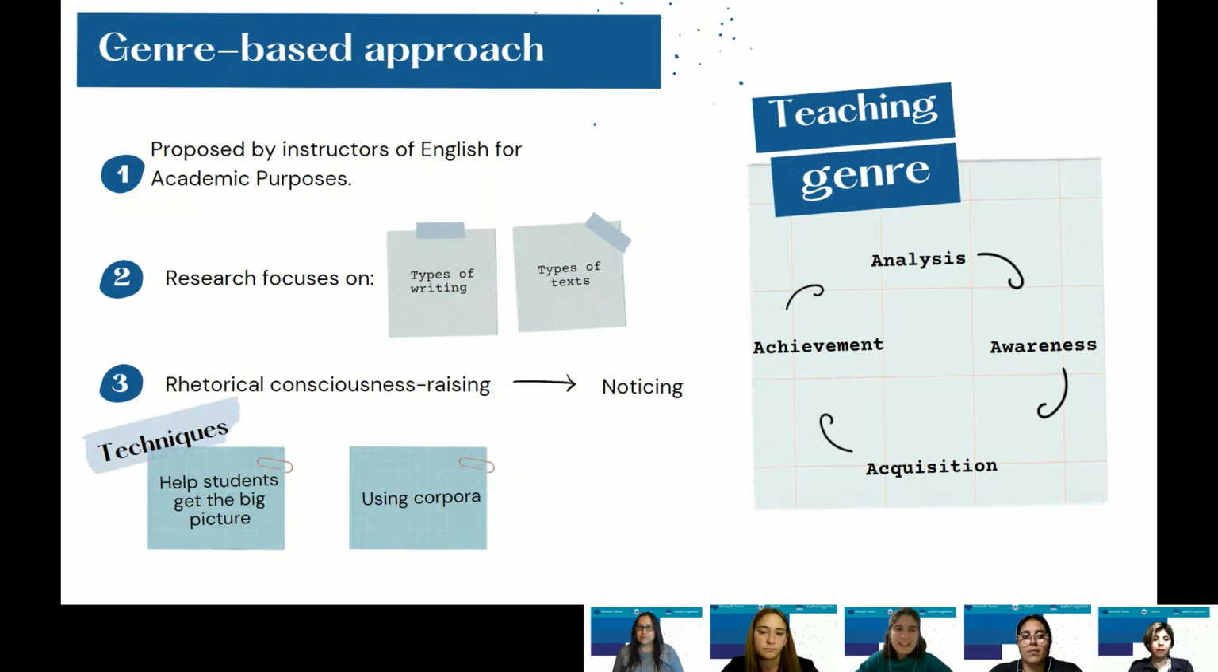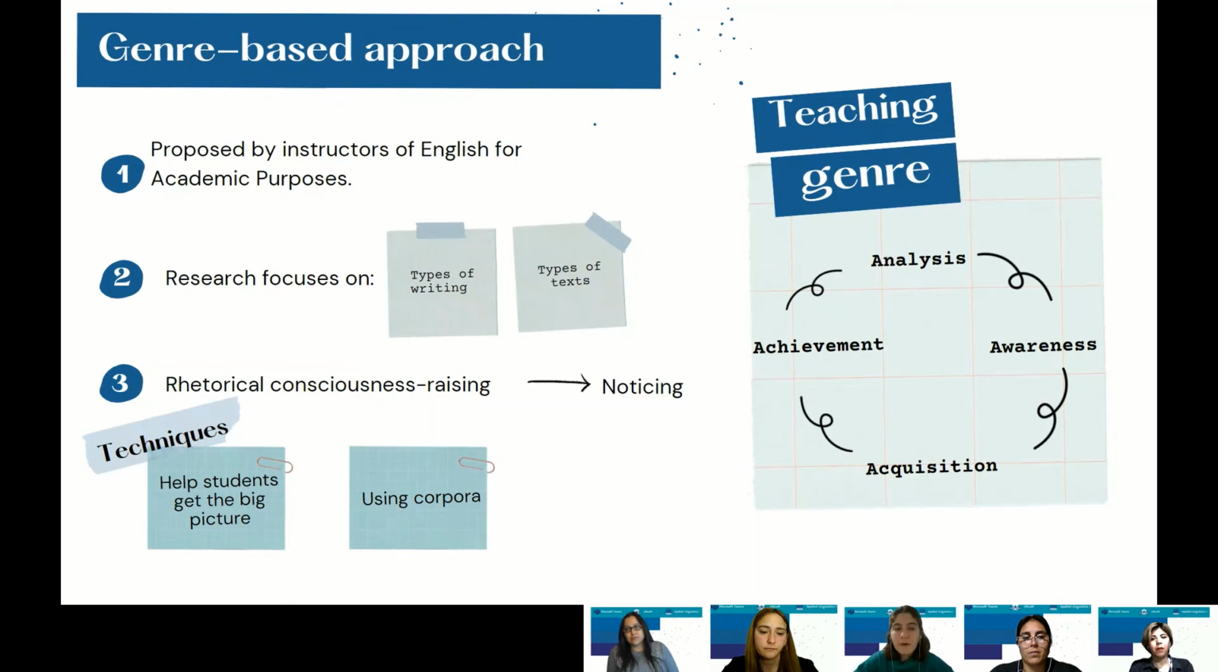In this context, then, scholars noticed that there should be a shift from the focus on the writer that was before, and now there is a need to focus on the reader, specifically in academic and professional discourse communities. So this genre-based approach was proposed by instructors of English for academic purposes, as they noticed that readers needed to know and become aware of how to read academic texts.